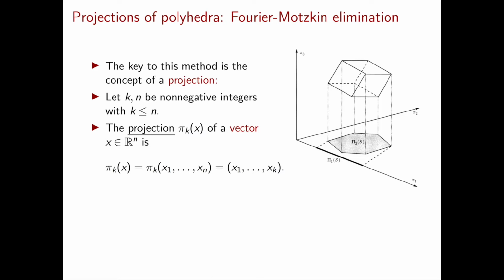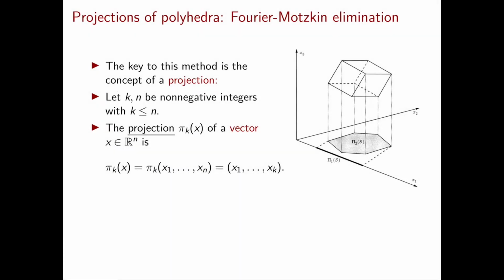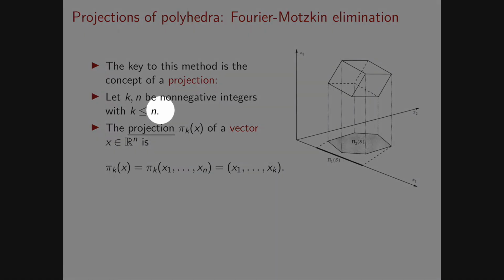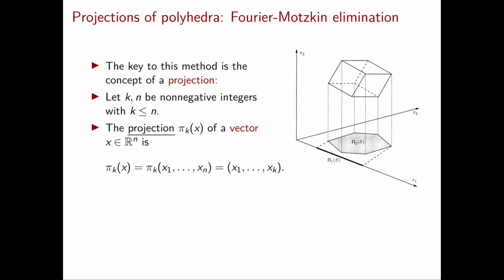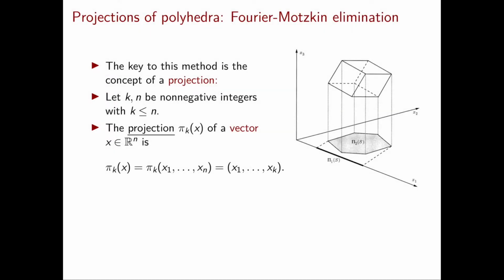We're going to first define the projection of a vector and then the projection of a set. So let's pick two non-negative integers k and n with k less than or equal to n. You should think of n as your original dimension and k the dimension where the projection lives. So in the example on the right, we have n equal to 3 and k equal to 2. Now the projection of a vector x, which we denote by pi k of x, is simply defined as the subvector of x that contains only the first k components, where we just dropped the components k plus 1, k plus 2, until the component n.